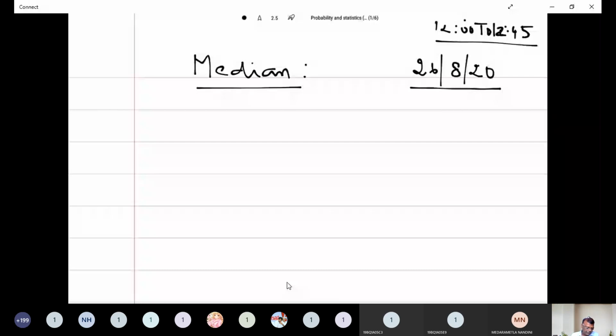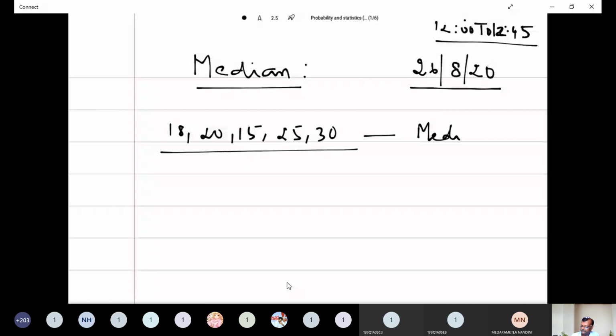Now, let us take an example. Suppose we have a set of numbers like this, say 18, 20, 15, 25, and 30. Let us take 5 numbers. Now, we need to find the median of this set of numbers. How can we find it? Median is nothing but the middle value of the observations. Set of all observations, the middle value of the observations is called the median.